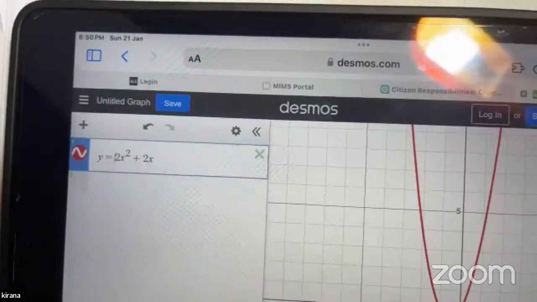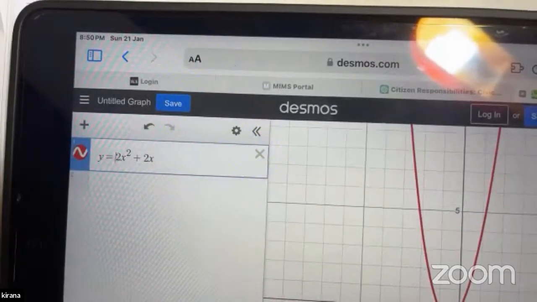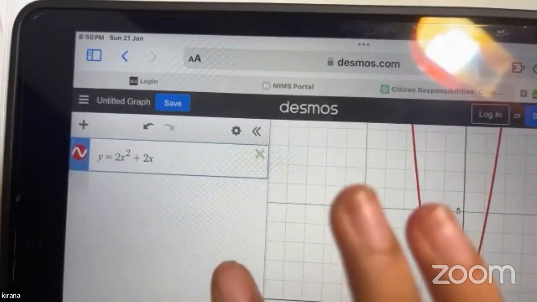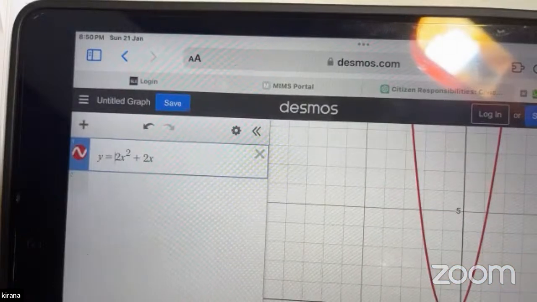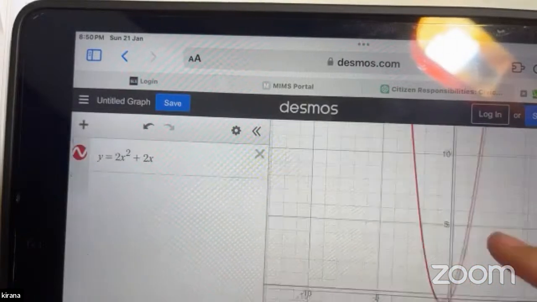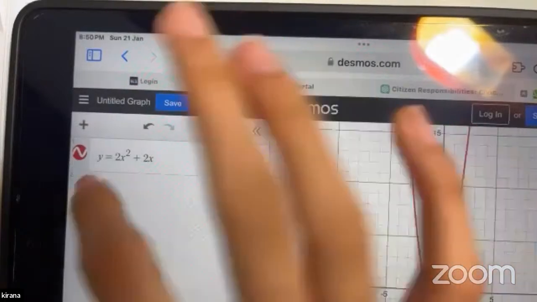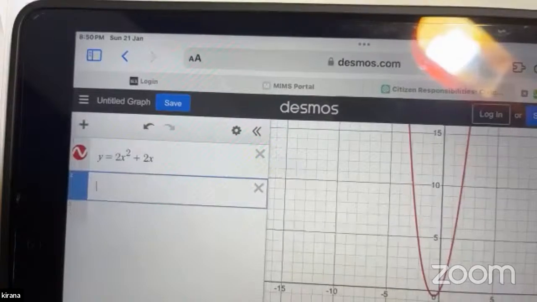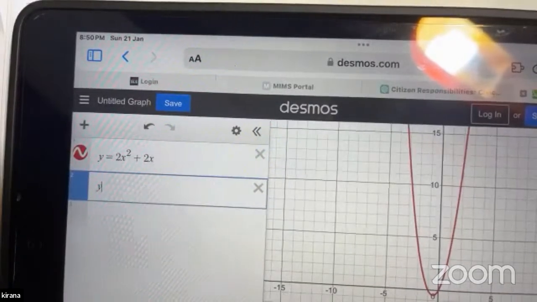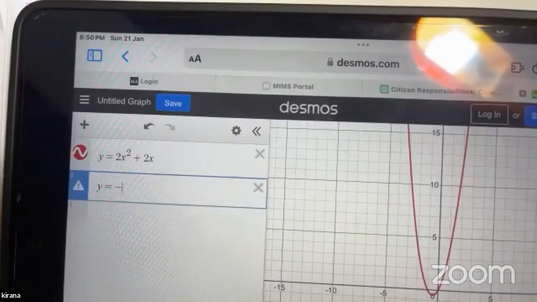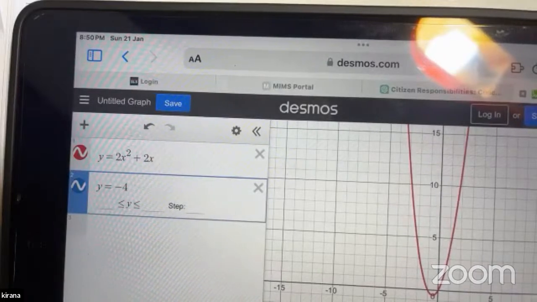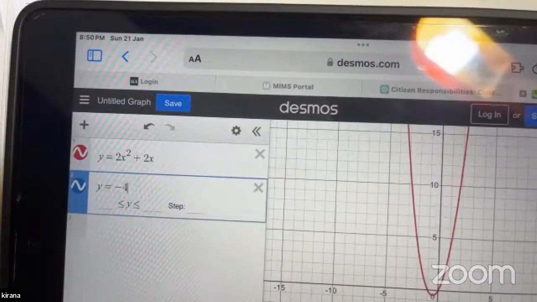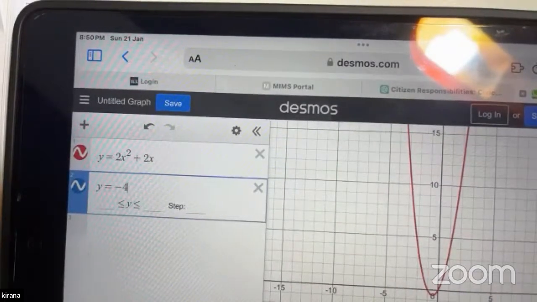Then go to number 2. Let's click number 2. That's graph number 1, graph number 2. You can go below this graph, to the typing. Then you type y equals -4. Now, you stop there for a while. You see that -4 is below the graph, correct?